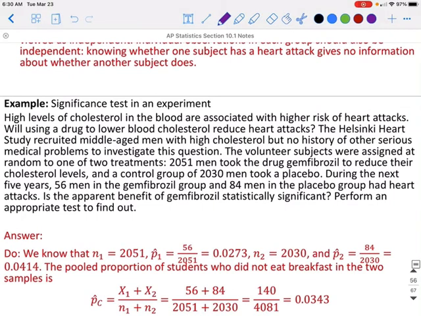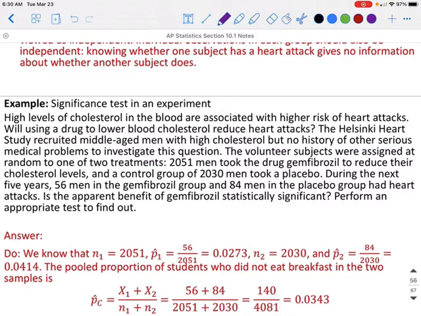We know that our sample size for group 1 is 2,051. We know our p hat 1 for group 1: 56 of them had heart attacks out of the 2,051, or about 2.7% of them. Group 2 has 2,030 people, and we know p hat 2: 84 out of the 2,030 had heart attacks, which is about 4.1%.